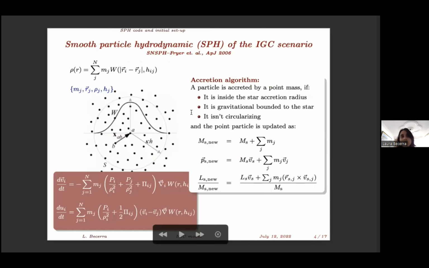We have done this simulation with a smoothed particle hydrodynamics code developed at Los Alamos by the group of Fryer. In this kind of code, basically the fluid is represented by many particles. Each particle is characterized by a mass, a position, a velocity and a smoothing length. With these parameters, all the other physical quantities like the density, pressure and temperature can be interpolated. In this way, we can solve the hydrodynamical equations for each of these particles.